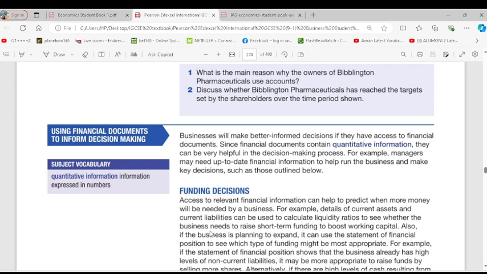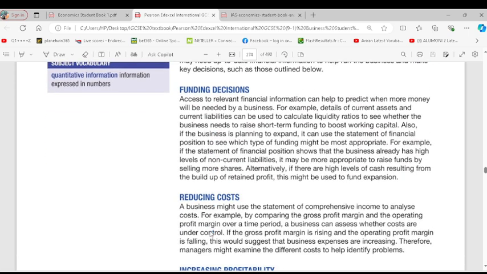Now we go to using financial documents to inform decision making. Businesses will make better informed decisions if they have access to financial documents. Since financial documents contain quantitative information, when we talk about quantitative information, we're talking about information that are numerical, figures, values. They can be very helpful in the decision making process. For example, managers may need up-to-date financial information to help run the business and make key decisions such as funding decisions.